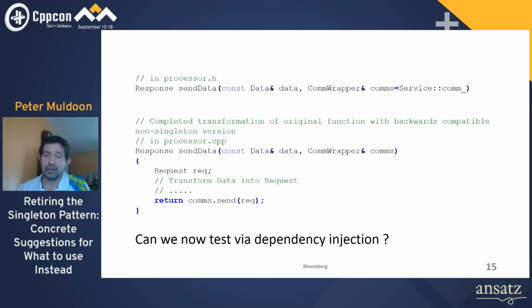However, have we got dependency injection here? And the answer is no, because I can only drop a CommWrapper in. And if I drop a CommWrapper in, it's only going to call the send function, which is actually going to send. So again, I can't get my hands on that internally filled request.